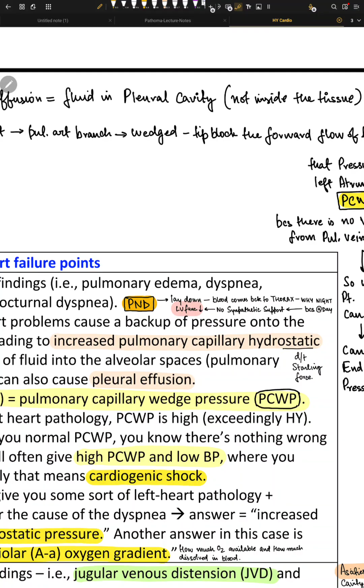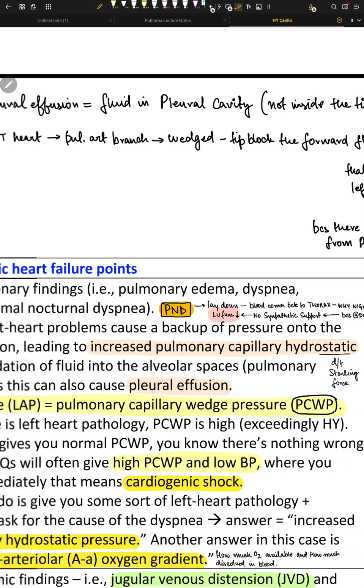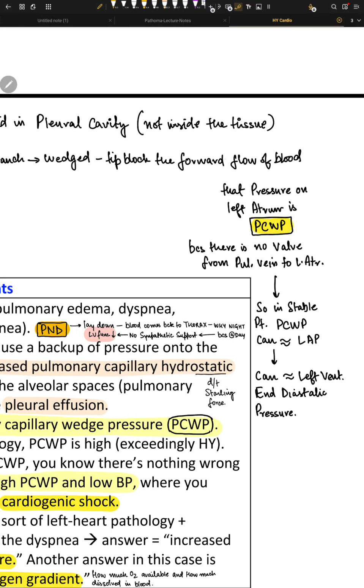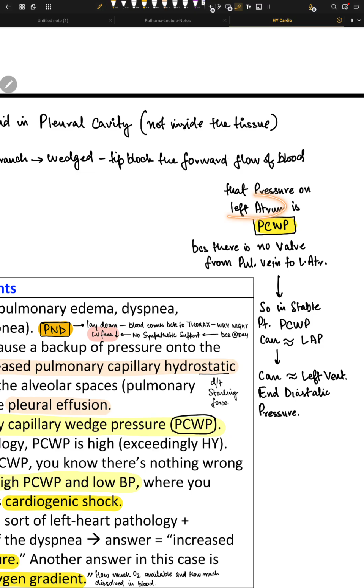Now once this tip has blocked the forward flow of the blood from the pulmonary artery, or we can block the blood from the pulmonary vein as well, but I think we're going to block it at the pulmonary branch. So that pressure on the left atrium is PCWP. It's not synonymous, it's just that we can understand it. It's not really accurate, it's not the real pressure inside the atrium. We are just trying to take a look in the left atrium.